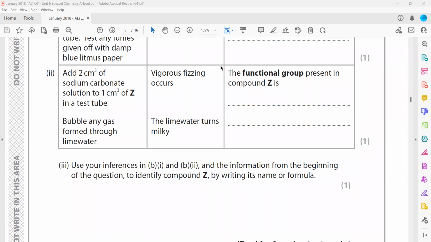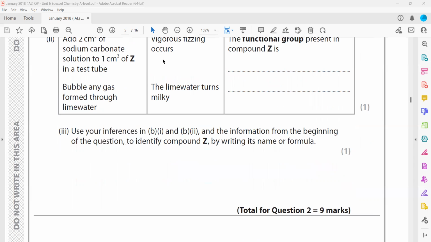Then we add sodium carbonate: vigorous bubbles are formed which turn lime water milky. So this gives an idea that the functional group present is an acid group, carboxylic acid. Use the information from the beginning of the question to identify compound Z by writing its name or formula. So it's propanoic acid, as there is an acid. This will be CH3, CH2, C double bonded with O, OH. So that is propanoic acid.